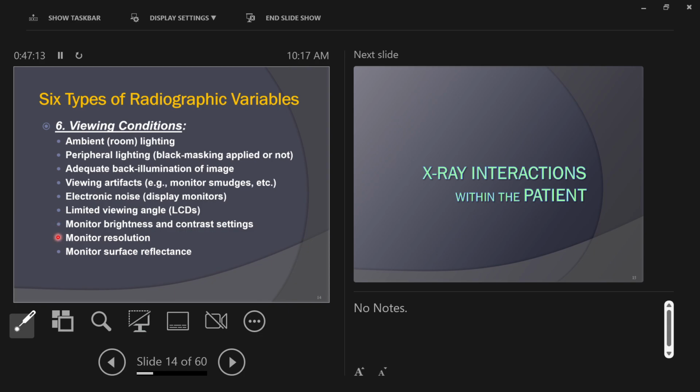Monitor brightness and contrast, monitor resolution, monitor surface reflectance. Have you ever seen a monitor that was hard to see the image because light was bouncing off of it so much? Usually that's because there's distracting ambient lighting in the room, but monitor screens can be more or less reflective. So these are viewing conditions based on your room, your type of monitor, those types of settings. Those are our 6 categories for radiographic variables.